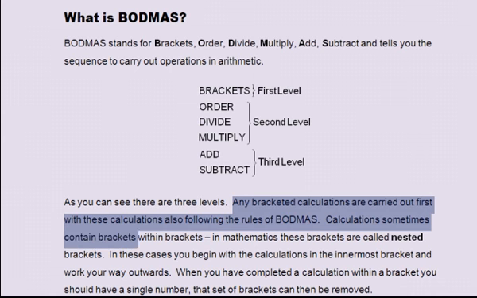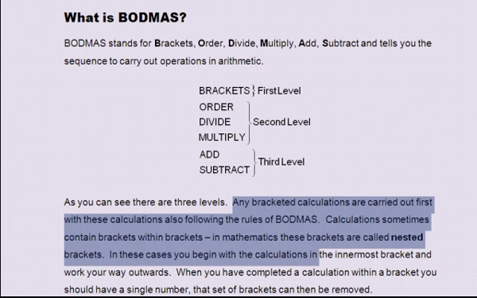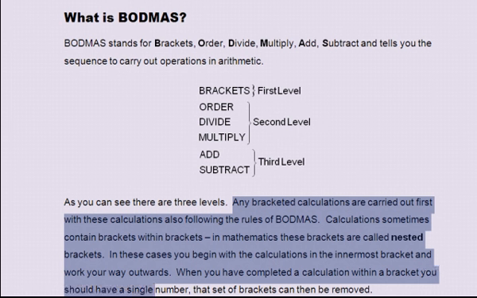Calculations sometimes contain brackets within brackets. In mathematics, these brackets are called nested brackets. In these cases, you begin with the calculations in the innermost bracket and work your way outwards. When you have completed a calculation within a bracket, you should have a single number. That set of brackets can then be removed.